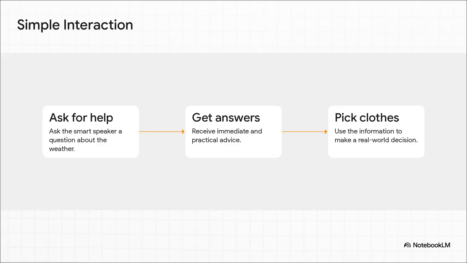The guide basically breaks the underlying mechanics of human-AI interaction down into 3 super digestible steps. Step 1, ask for help. Step 2, get answers. And Step 3, pick the right clothes. By structuring the lesson this way, it totally demystifies the technology. It proves to the child that interacting with AI is really just a logical sequence. You ask for some assistance, you receive the information, and then you take action based on what you just learned.